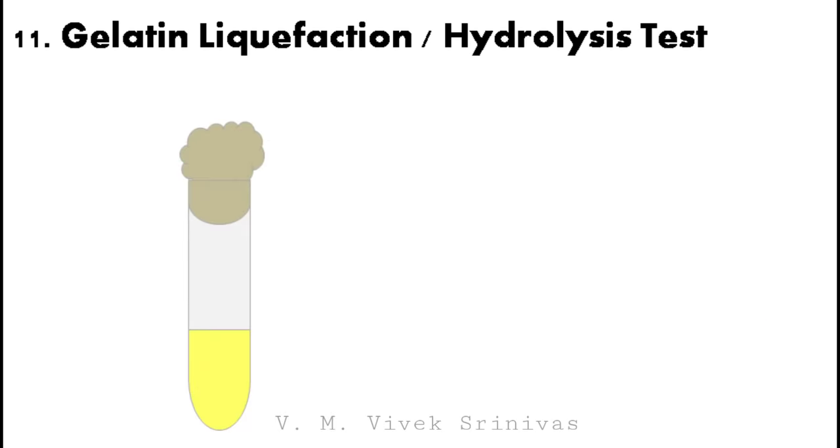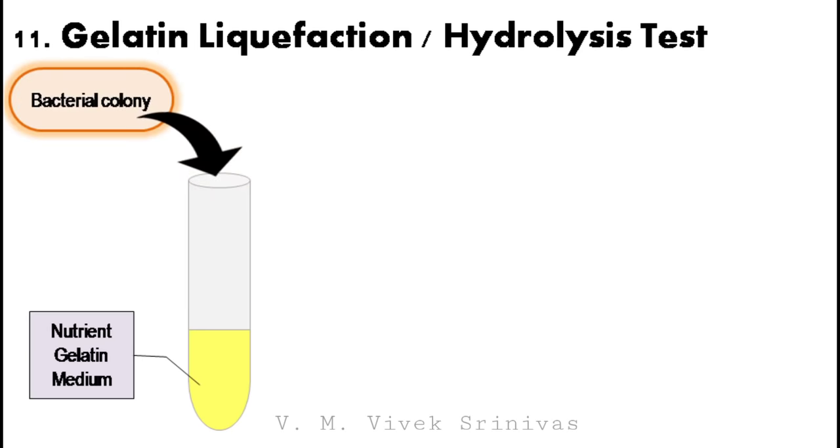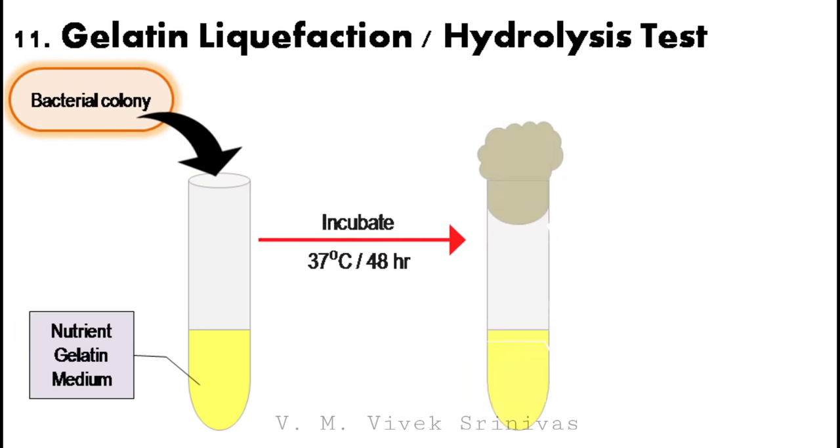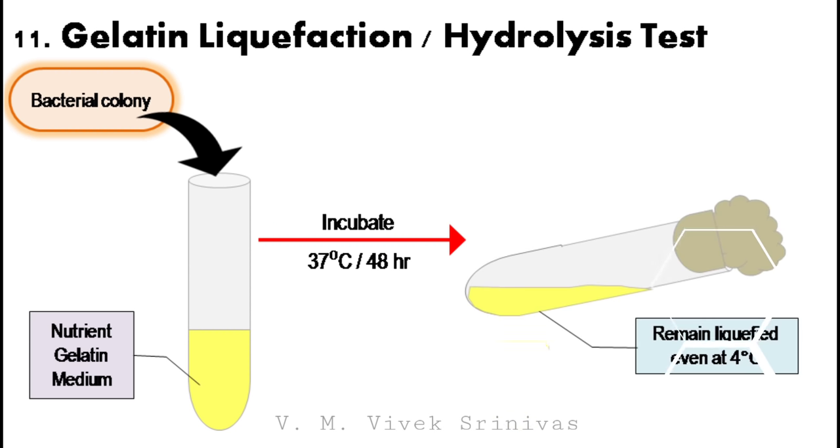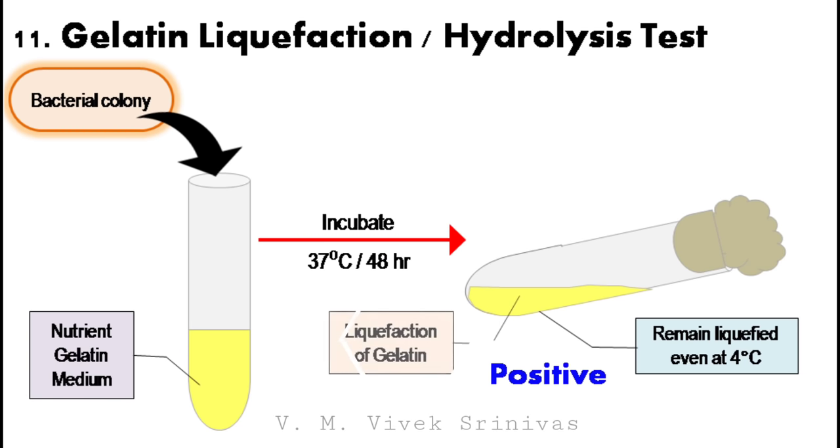The procedure. This test is performed in a test tube prepared with nutrient gelatin medium. Now, take the bacterial colony and inoculate it into this gelatin medium. Incubate for 48 hours. Following incubation, if the medium remains liquefied even at 4 degrees Celsius, it indicates the test is positive due to the liquefaction of the gelatin. For example, the Staphylococcus aureus bacterial organism is positive for the gelatin liquefaction test.